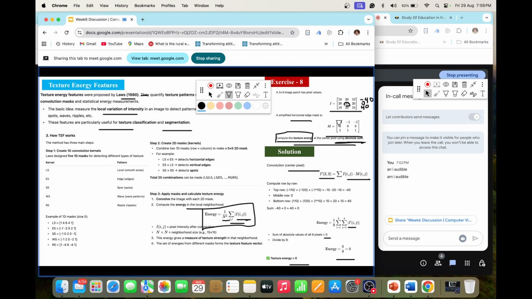As the middle portion here gives 0 0 0, and your sum adds up, that is why the energy is coming 0. Otherwise the energy might not come 0. If your values are different, the energy might not be 0. So that is how you can find the energy in the texture energy feature.